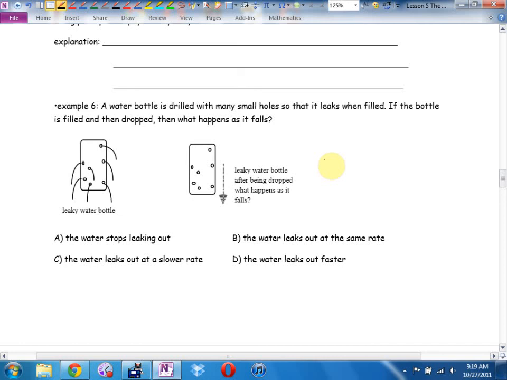This time we're not going to vote. What I would like you to do, all of you, is write down what you think the correct answer is on your paper, A, B, C, or D. And then I think we'll test this hypothesis by actually performing the experiment. Okay? Write down what you think the correct answer is.